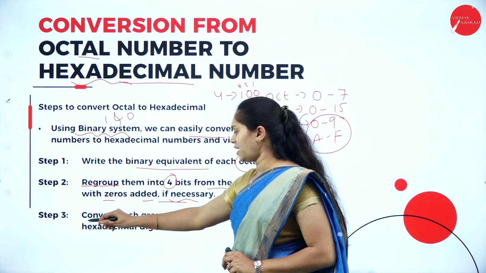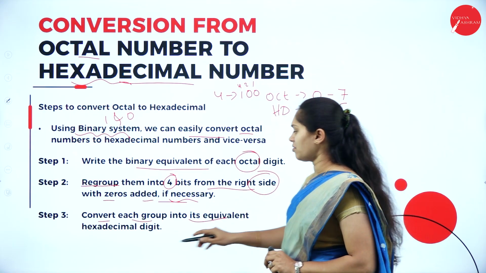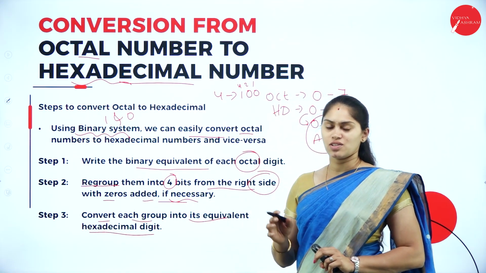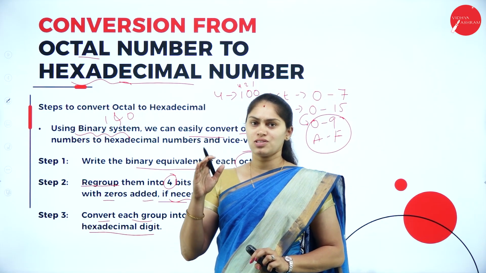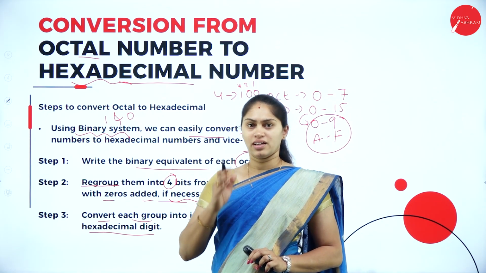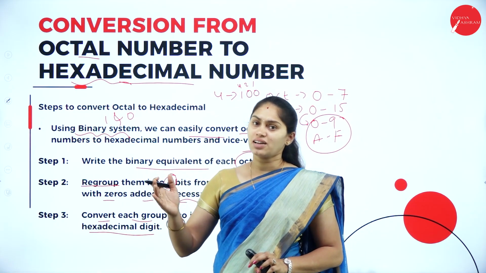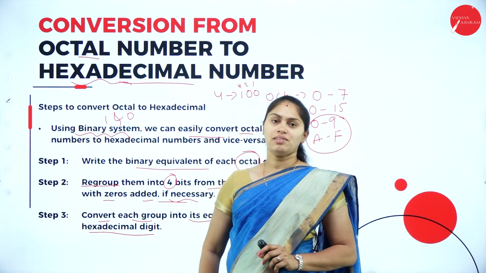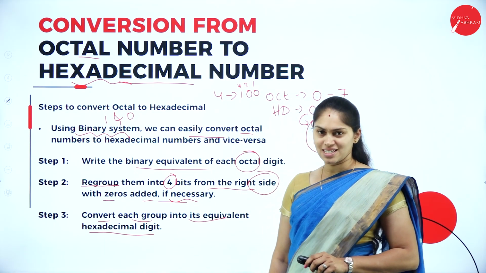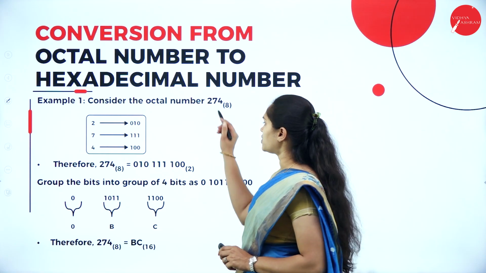Then in step 3, convert each group into its equivalent hexadecimal digit. So already you know about the number system table. If it is 0, 0, 0, 1, then that is equal to 1. If it is 1, 1, 1, 1, that is equal to 15. In hexadecimal, 15 means F. So in that way we are going to do the conversion. We'll see the example, then you will be able to understand.